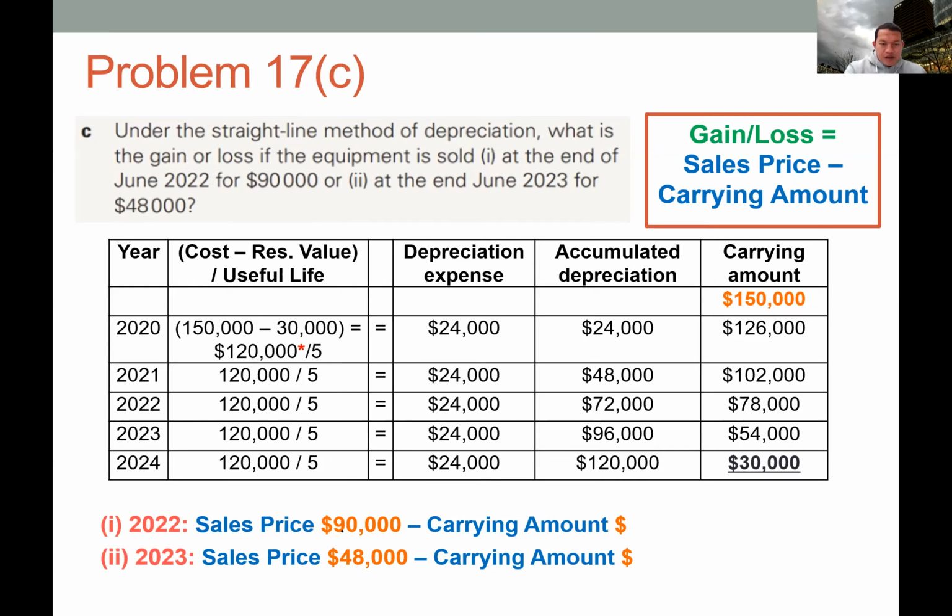2022. So the sale price is 90,000, and the carrying amount we can take from here. So this is for number 1. The carrying amount is 78,000. You can see that the sale price is higher than the carrying amount. So for the first transaction, the company will get a gain of 12,000.